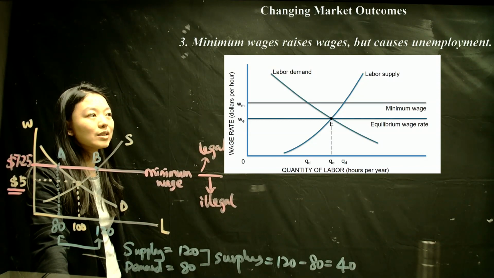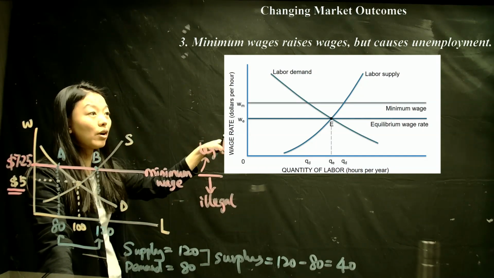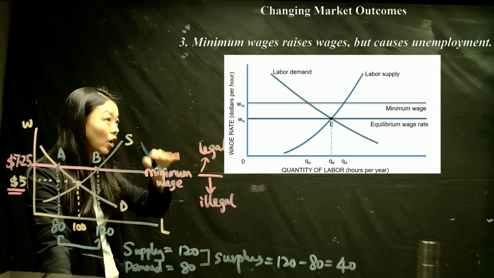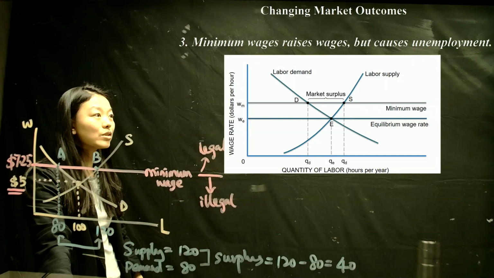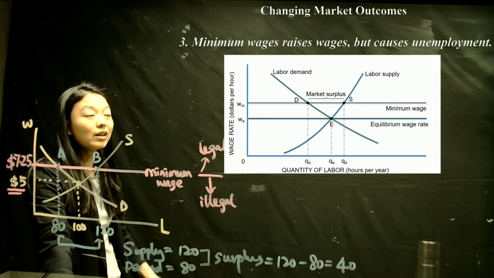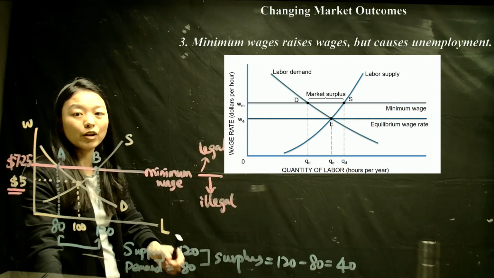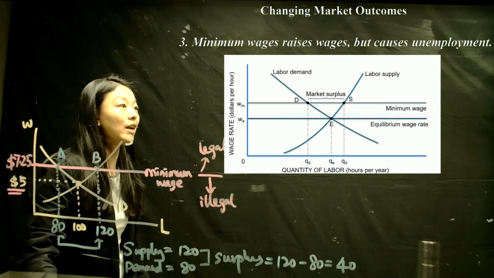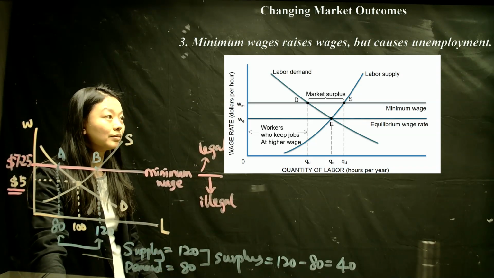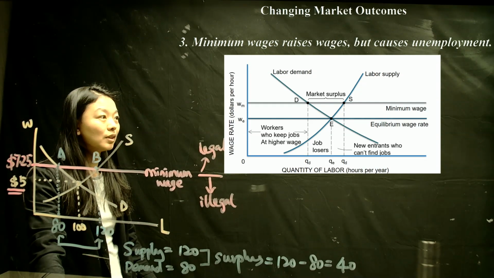So it's very similar in this graph: for the minimum wage, draw a horizontal line across the whole graph, find the demand and supply separately, and then you can find the surplus of the labor. All right.